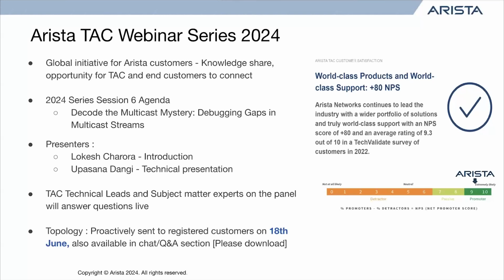Coming to 2024, earlier this year in Q1, we did a deep dive into troubleshooting network latency and traffic black holing problems. And in Q2, our focus is on a topic where we have received a lot of customer demand, and that is multicast. Today's session is our third session in our multicast series, overall sixth this year, where we'll do a deep dive into debugging gaps in the multicast packet stream.